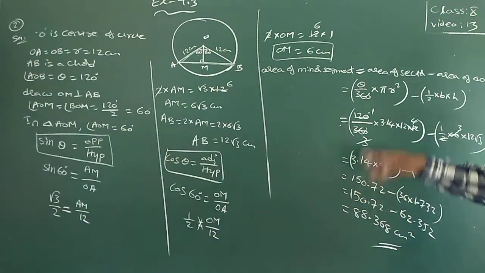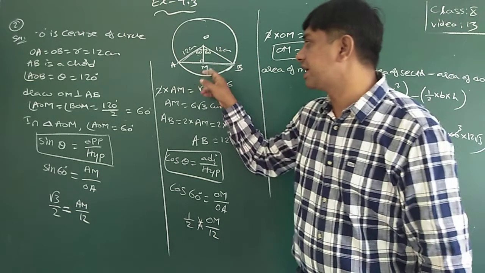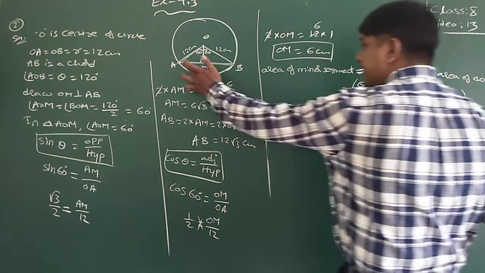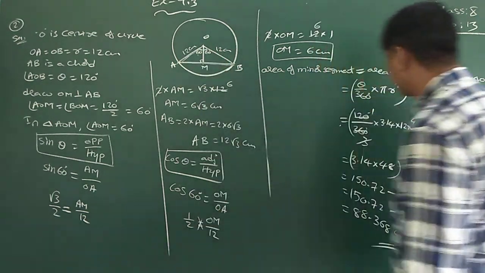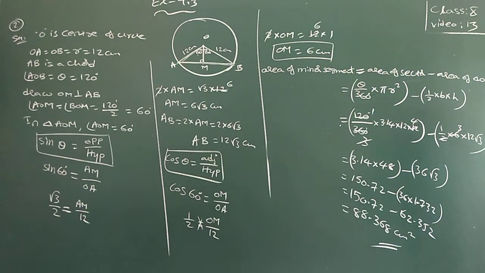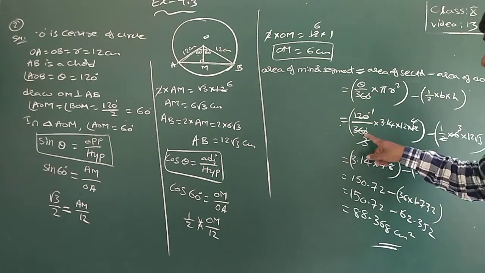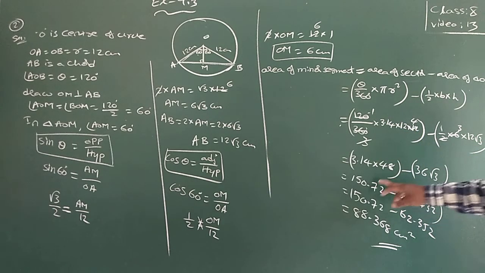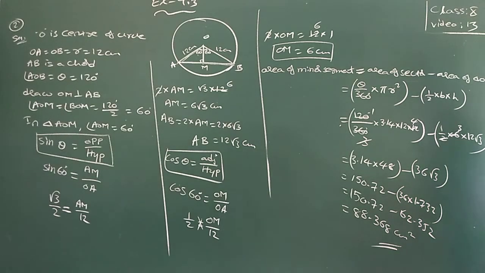Now area of the minor segment is equal to area of the sector minus area of the triangle. While taking the area of the triangle, half into base means AB, height means OM. Now 6 into 12 root 3, 2 ones are 2, 2 threes are 6, 6 into 6 is 36 root 3. 120 by 360 is 1 by 3, 3 fours are 12, 12 fours are 48, into 3.14. This 36 into 1.732. This value is 150.72 and this is 62.352. If I simplify, then I get 88.368 centimeters square. Please write down.